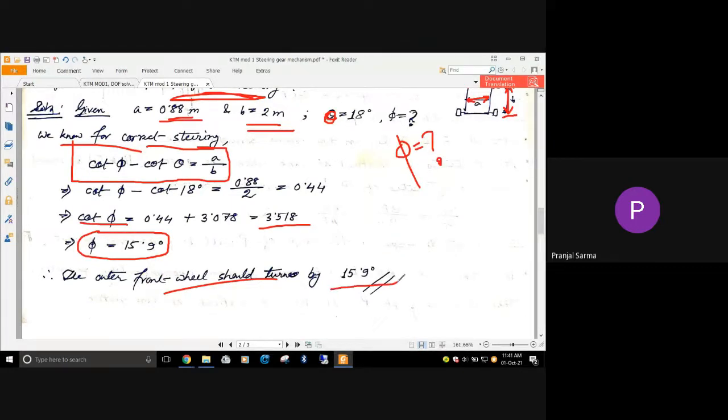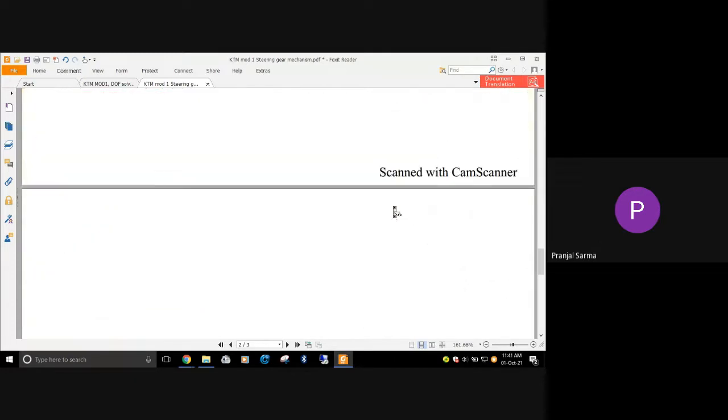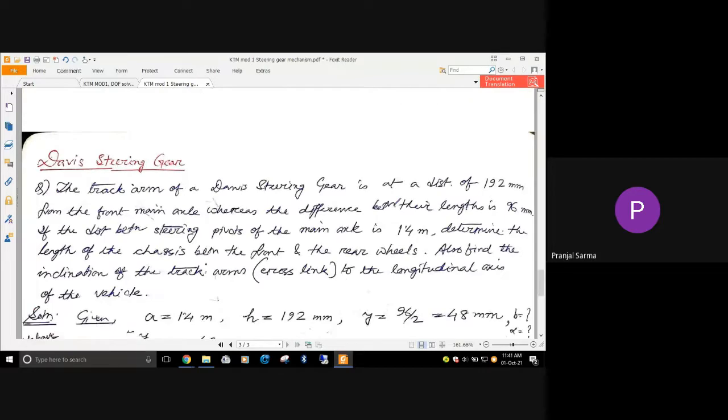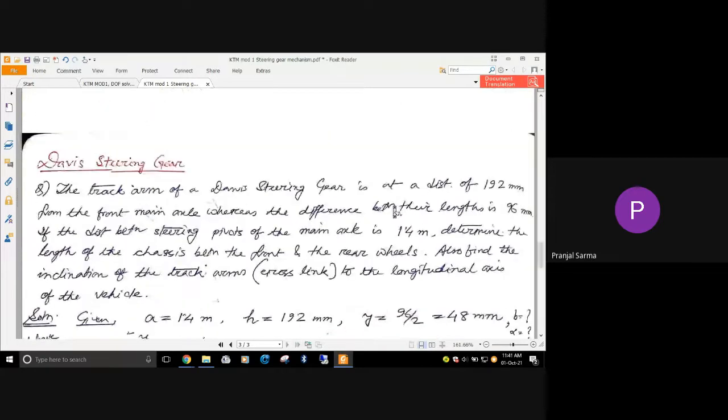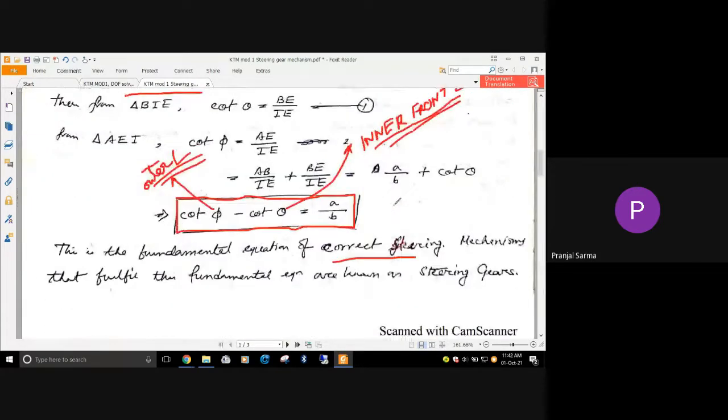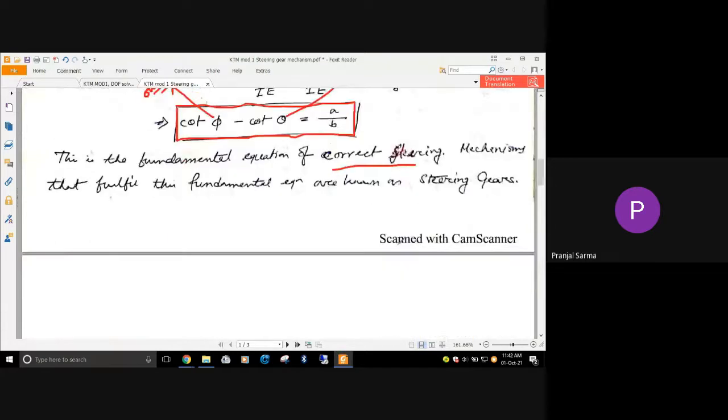So this kind of small problem might sometimes be asked. Just use the equation for correct steering and you'll be able to find the answer. You should be able to identify which one is a and which one is b. Try one or two problems from the Davis steering gear too, or maybe I will try another one. So this one you have understood, right? You just directly used the values.